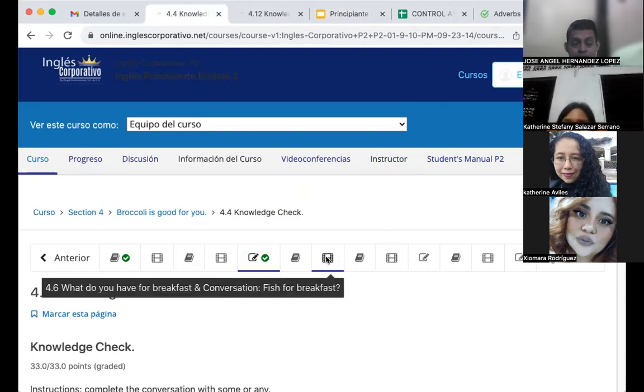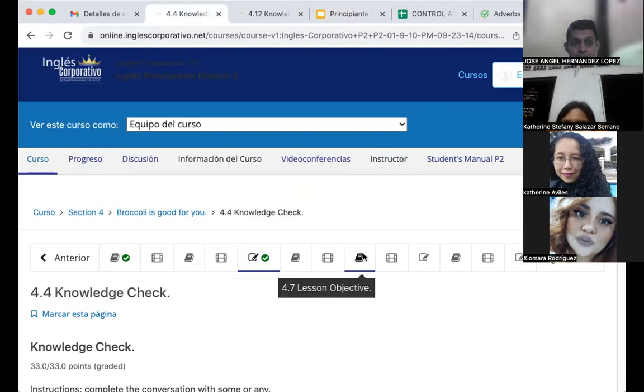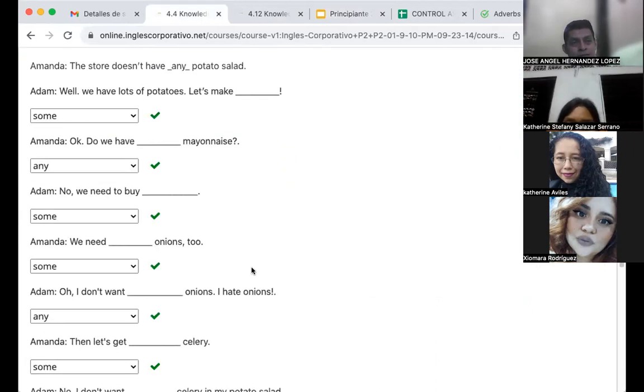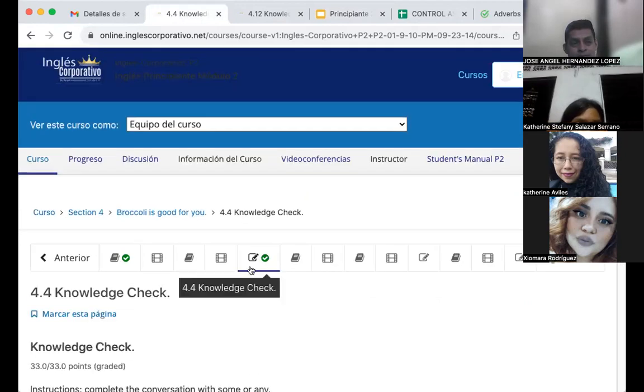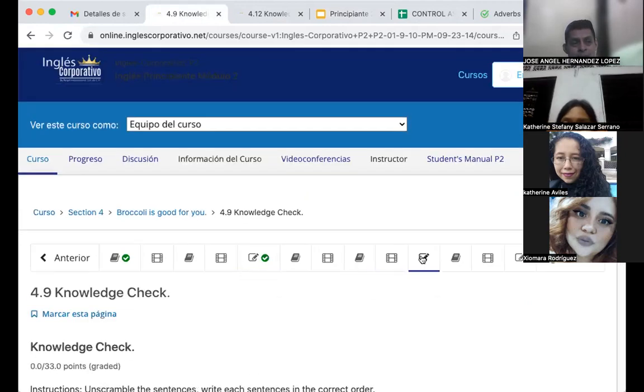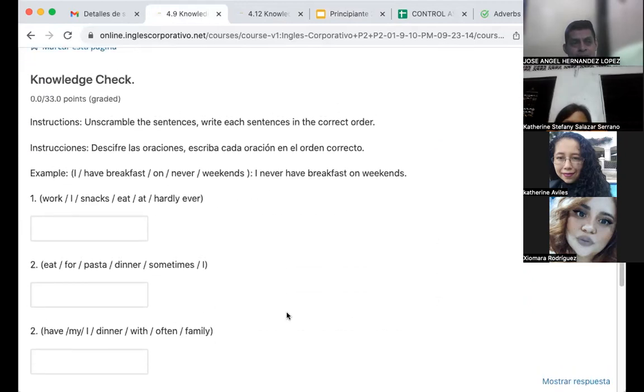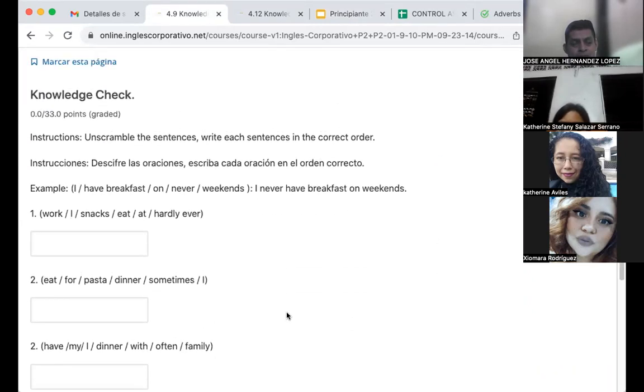Vale, todo esto ya lo vimos, ¿verdad? Es lo que acabamos de estar viendo. Now let's do the exercises. Este sí lo hicimos ayer, ¿verdad? Yes. Okay, so today is this. Unscramble the sentences. Okay, a volunteer for number one.